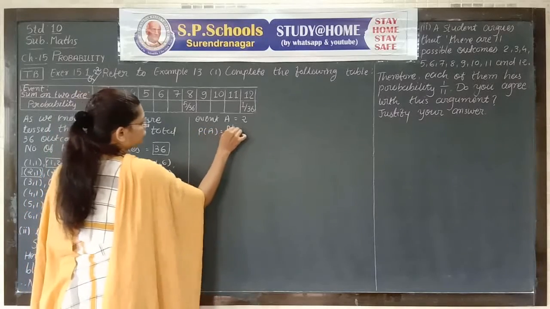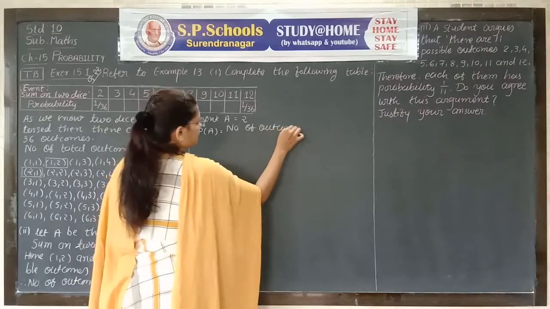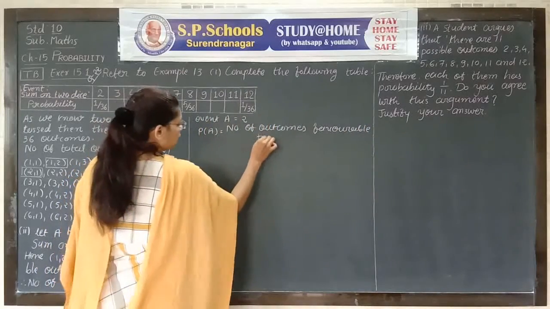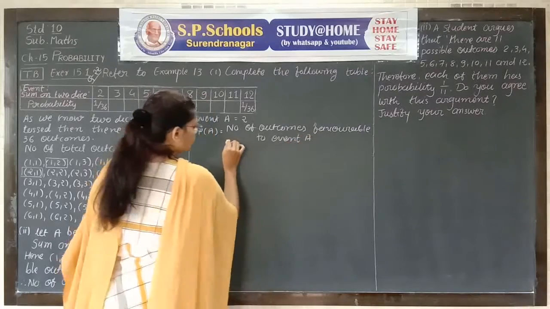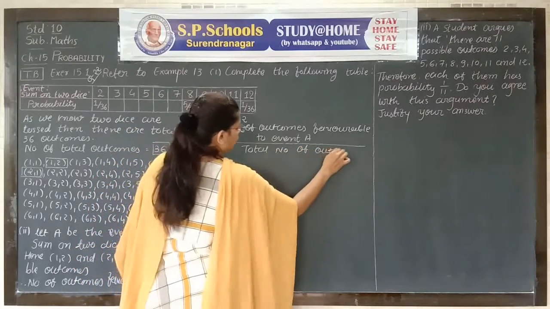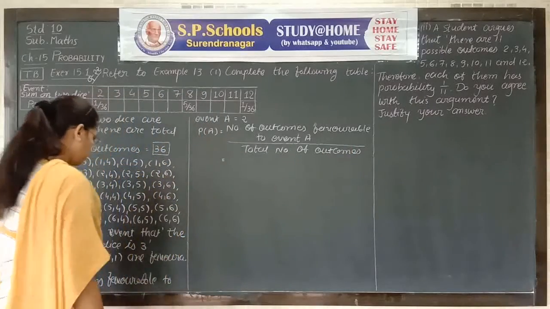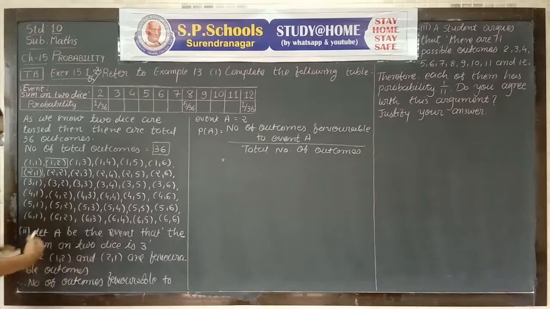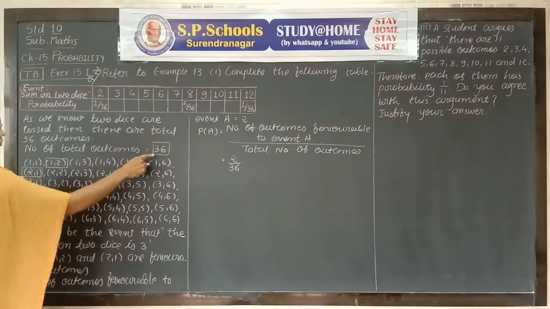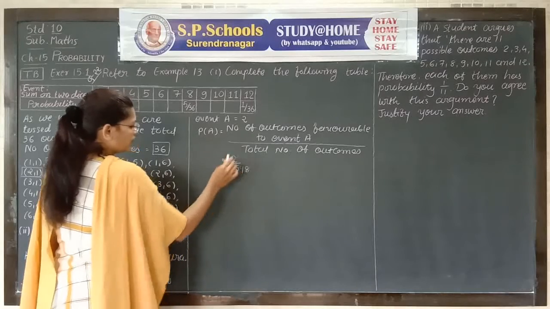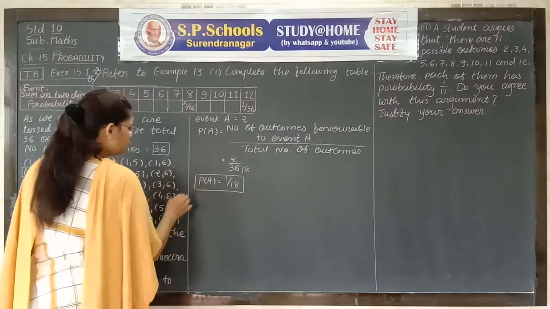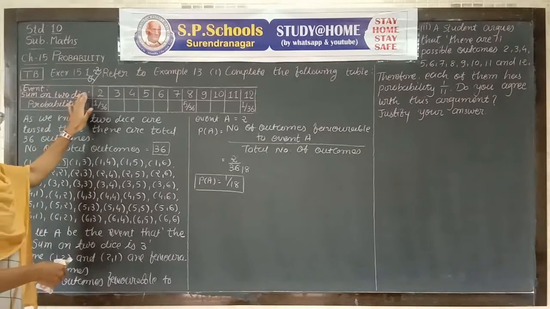The first time we need to find a probability, that's why we write the formula: P of A is equal to the number of outcomes favorable to event A upon the total number of outcomes. The number of favorable outcomes is only 2, because 2 outcomes give the sum 3. 2 upon 36, the total number of outcomes is 36. Cutting is possible, 2 eights are 16. Therefore, the probability of event P of A is equal to 1 upon 18. 1 upon 18 is the probability that the sum of 2 dice is 3.